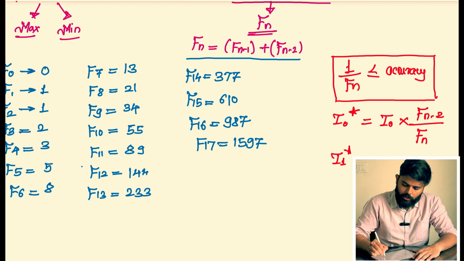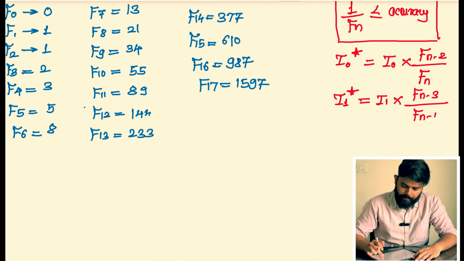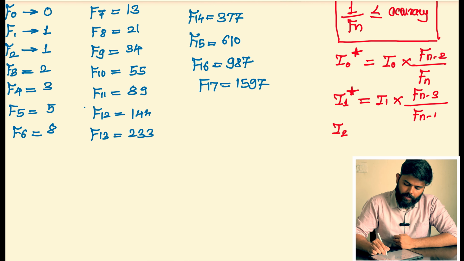Similarly, in the next iteration we will require I1 star. So again I1 star will be I1 into, in the denominator Fn minus 1, and in the numerator Fn minus 3. And likewise, we can again calculate I2 star as I2 into, in the denominator Fn minus 2, and in the numerator Fn minus 4.